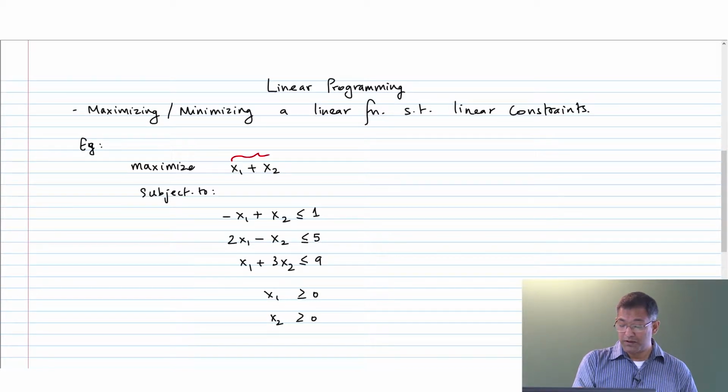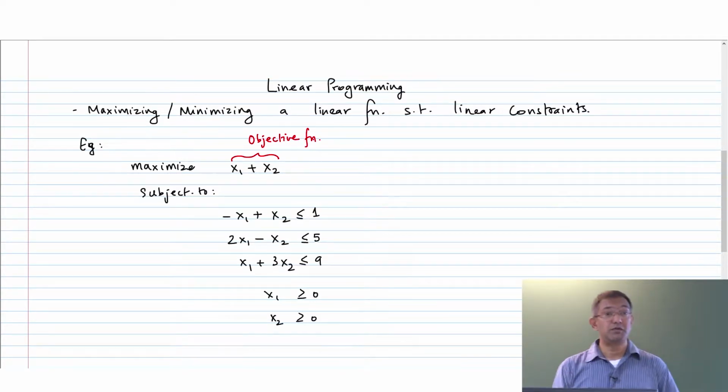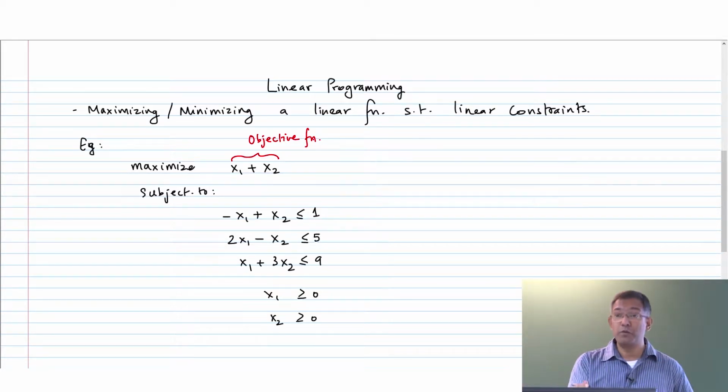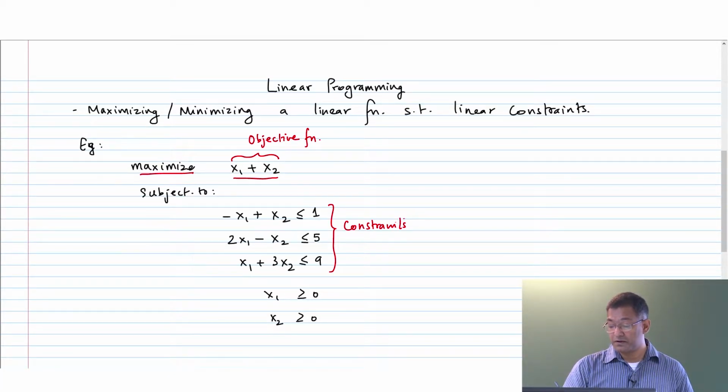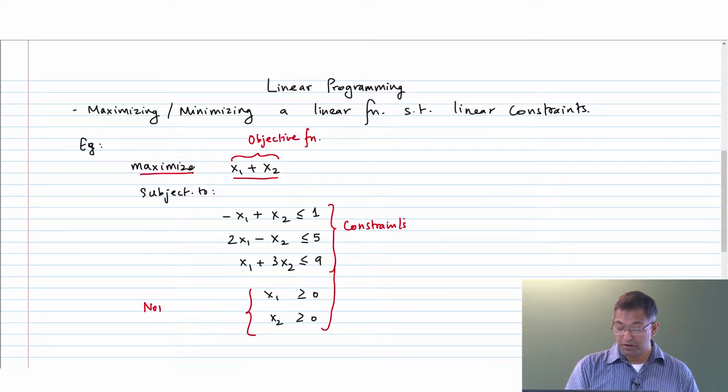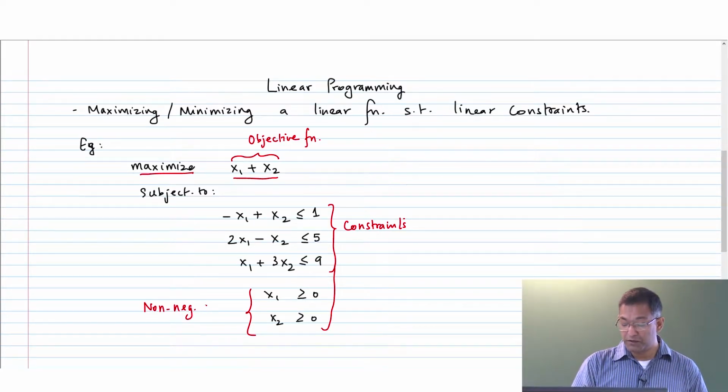This function here is called the objective function. We want to find x1 and x2 such that the value of this function is as large as possible, because we want to maximize. But the values x1 and x2 must satisfy the following inequalities, and these are called the constraints. These are also constraints, but a special type of constraints. These are called non-negativity constraints.